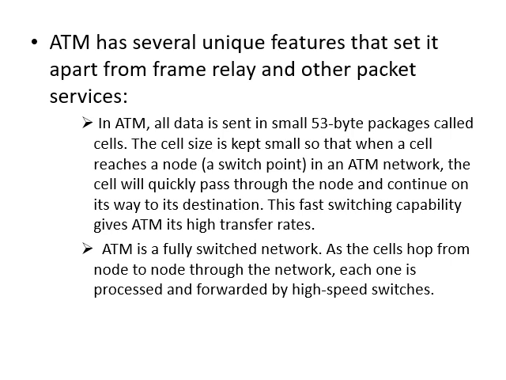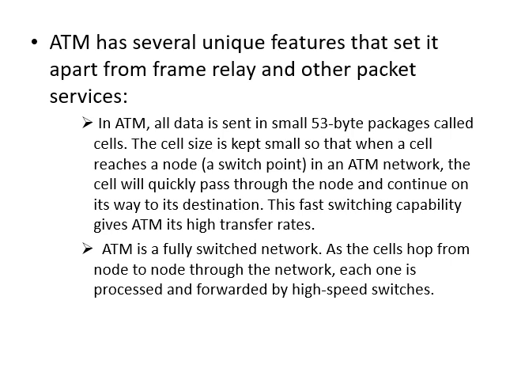The first one is, in ATM all data is sent in small packets of 53 bytes called cells. The cell size is kept small so that when a cell reaches a node or a switch point in an ATM network, the cell will quickly pass through the node and continue on its way to its destination. This fast switching capability gives ATM its high transfer rates.